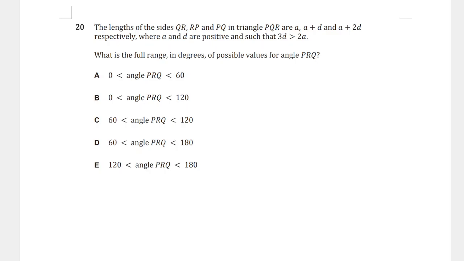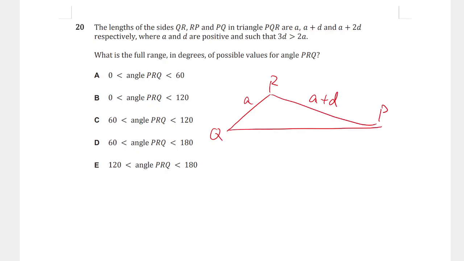Okay, so again, always draw the picture. With these shapes, always draw the picture. So how does the picture look? Well, something like this. QR, that's A. RP, which is A plus D. And then A plus 2D is the QP, or the PQ, right? Good. And I'm interested in PRQ, so this angle.